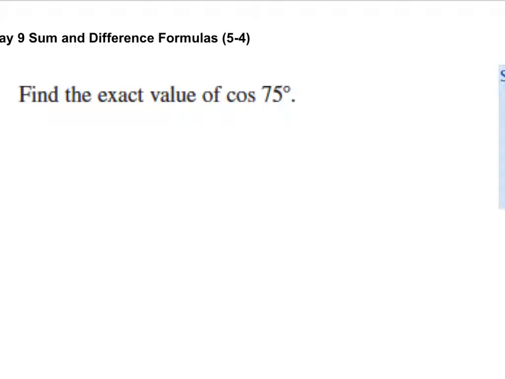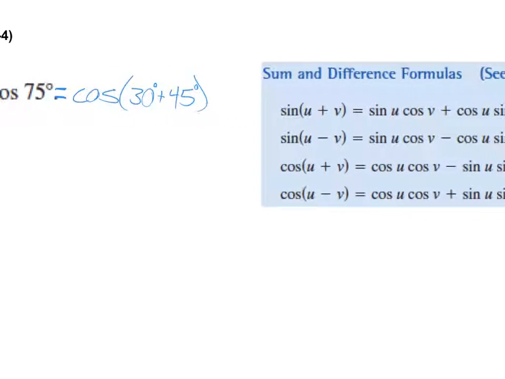Okay? Now, cosine of 75, what you need to do is come up with some combination of angles that you do know from the unit circle that will make a 75-degree angle. So it's going to be cosine of what, 30 and 35? 30 and 45. Well, 50 and 25 aren't on the unit circle. You're right. Alright, so we have 30 and 45.